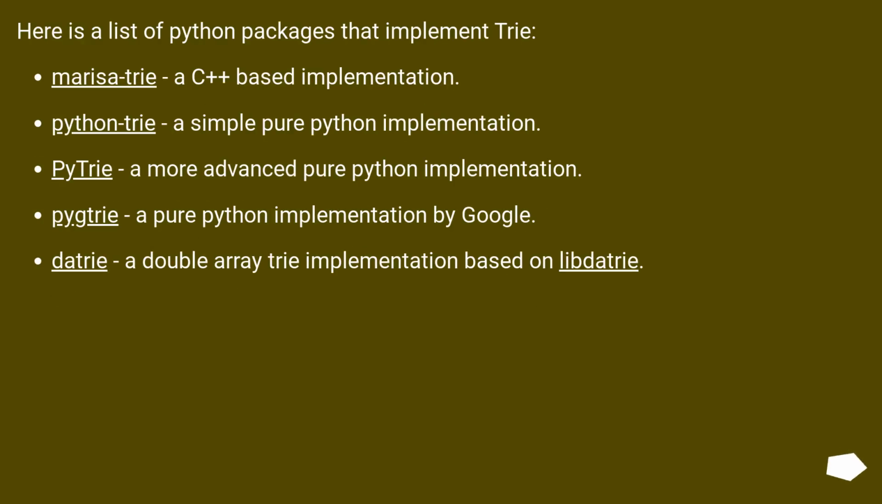Here is a list of Python packages that implement trie. Marisa-trie, a C++-based implementation. Python-trie, a simple pure Python implementation. PyTrie, a more advanced pure Python implementation. PyTree, a pure Python implementation by Google. Datrie, a double-array trie implementation based on libdatrie.